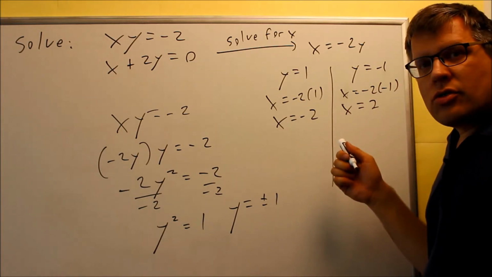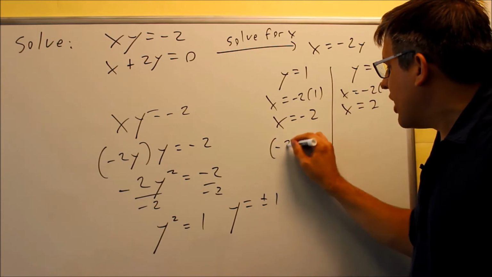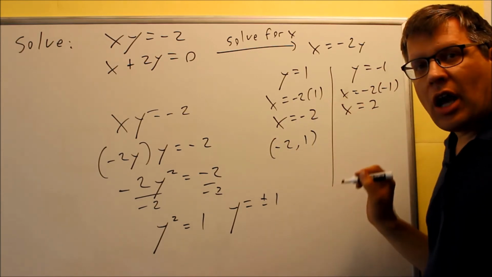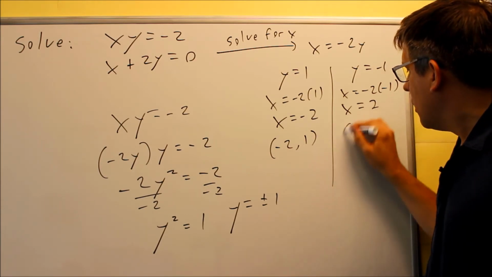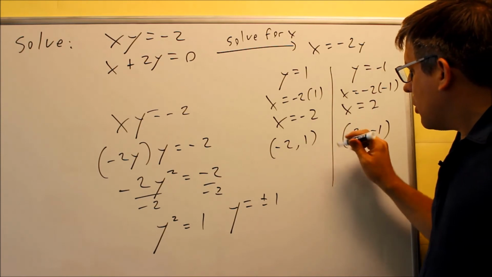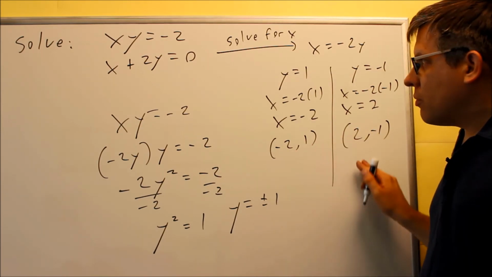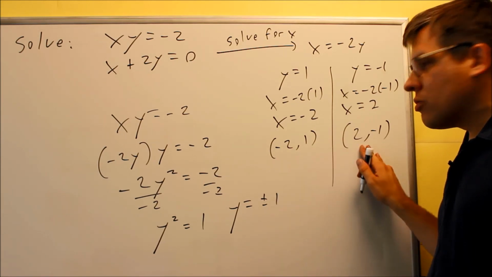Now when you write your answer, you want to make sure you write them as coordinates. We get two answers here. -2, 1, the x value has to go first. It's always x, y, so x goes first. -2, 1. The other one is going to be 2 and -1. So these would be the two answers. You get two different points of intersection on this particular problem. -2, 1, and also 2, -1.